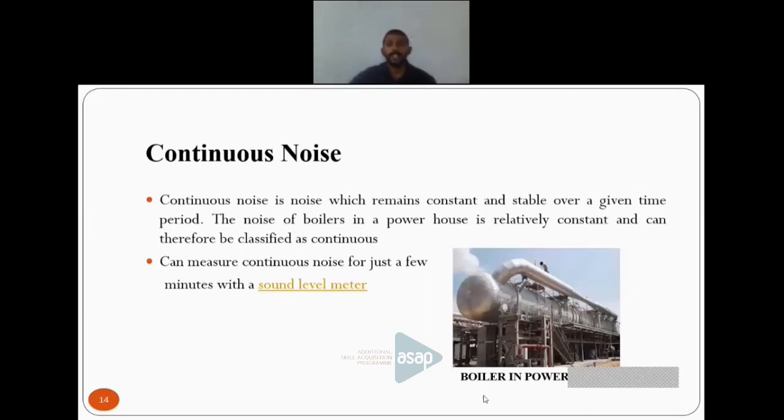For example, a boiler in a power plant is also one example of continuous noise. Continuous noise can be measured by a sound level meter.